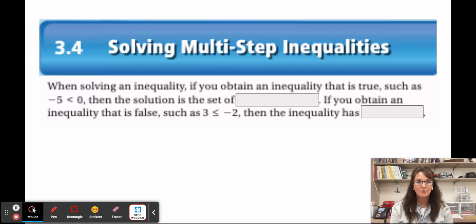Okay, here we go. Boys and girls, we are on lesson 3.4, solving multi-step inequalities. Be sure that you are on slides like this, filling in the blank with the vocabulary word.